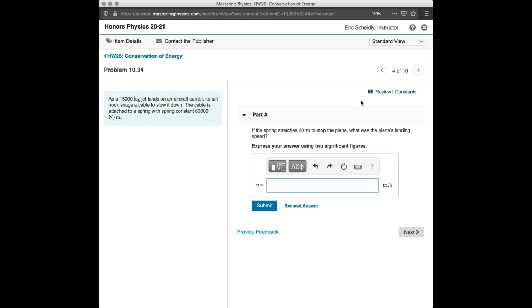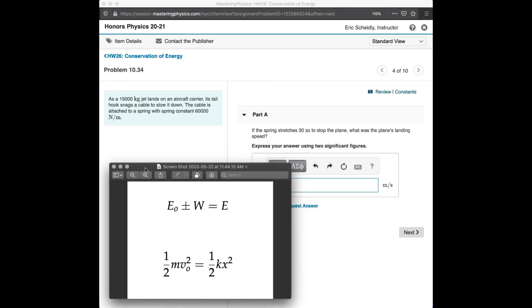So this plane has kinetic energy. It's flying along with some velocity when it reaches it, and then the plane gets stopped by a spring. So initially, it has kinetic energy. There's no work done by non-conservative forces. There probably would be friction involved, but they're telling me I can ignore any of that.